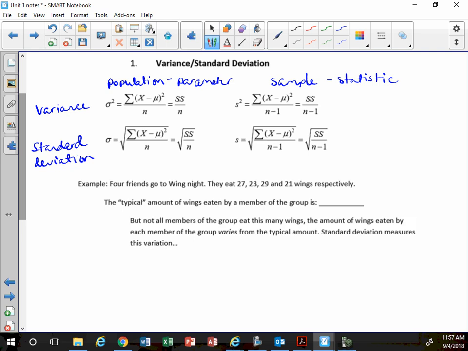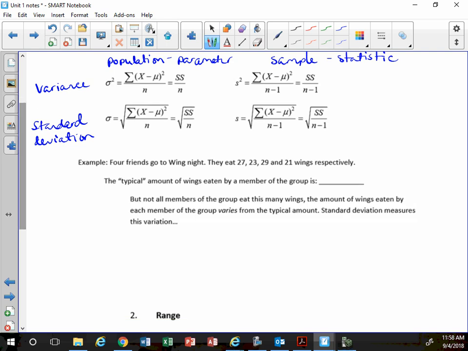I'm going to show you just a very simple one to find the standard deviation, but you're not going to have to do it by hand on anything that you're doing. Your calculator is going to find it for you. So first, let's do this little example. You've got 4 friends at wing night. We're eating quite a few wings there. So the typical amount of wings eaten, what do you think we're looking for there?